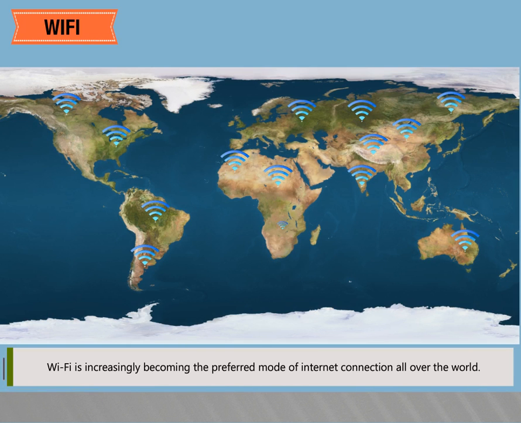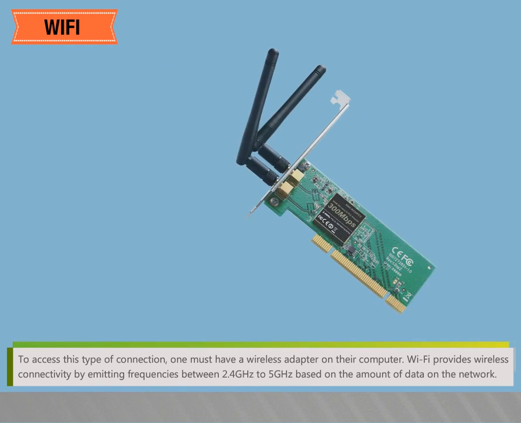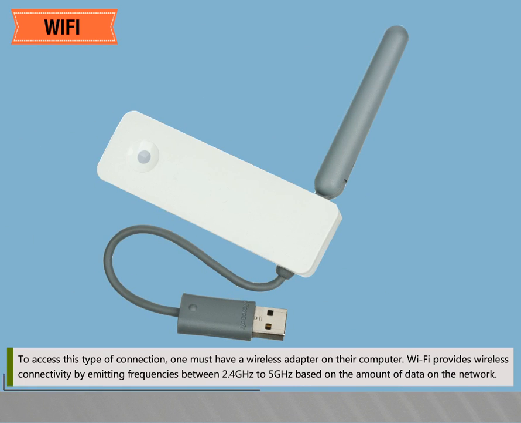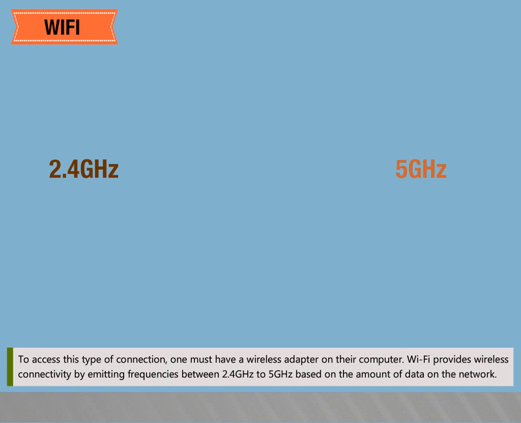Wi-Fi is increasingly becoming the preferred mode of internet connection all over the world. To access this type of connection, one must have a wireless adapter on their computer. Wi-Fi provides wireless connectivity by emitting frequencies between 2.4 GHz to 5 GHz based on the amount of data on the network.